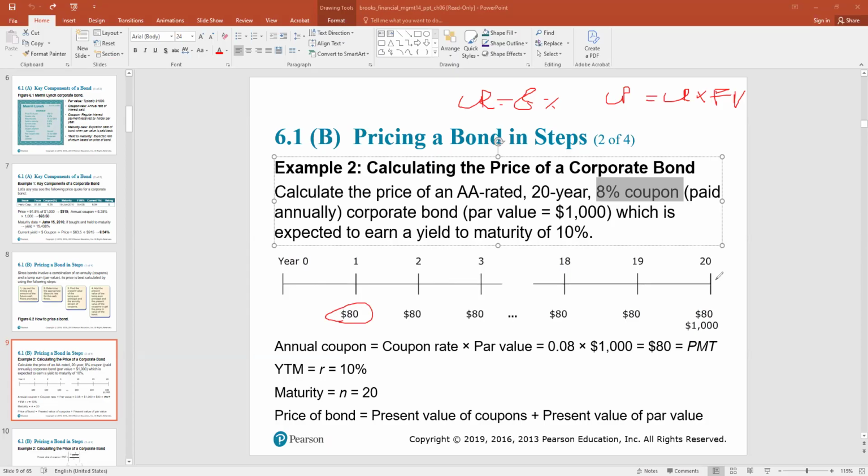And at the end of the 20th year, you will receive your interest and you will receive your par value. And this is all the money you will receive. That's what we call interest and the principal amount together. And if you buy such a bond, you have interest paid annually plus the principal amount, or the par value, paid at the end of the year.